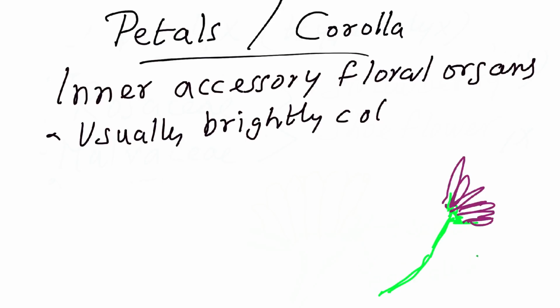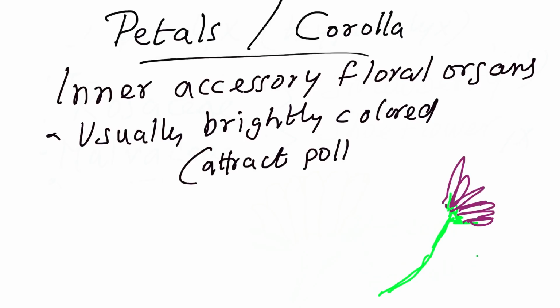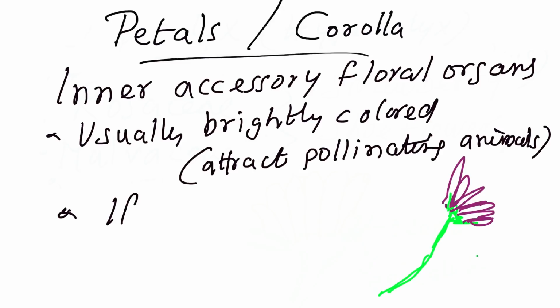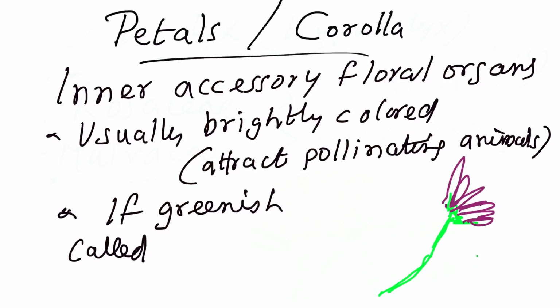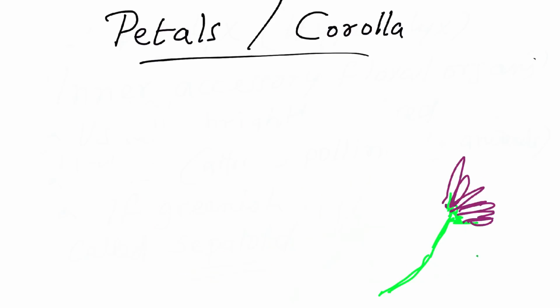And of course, petals are usually very brightly colored, and the reason for that is quite well known. It's to attract pollinating animals, and especially insects. So petals are usually very brightly colored and come in a huge range of colors. But there are very rare cases in which petals could be greenish. In such cases, we call the petals sepaloid. So that's very important, the word sepaloid, not the word petaloid.